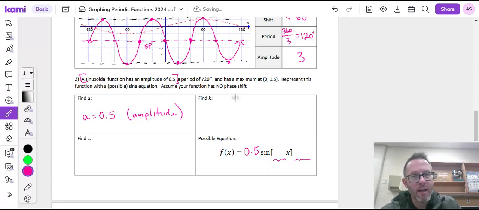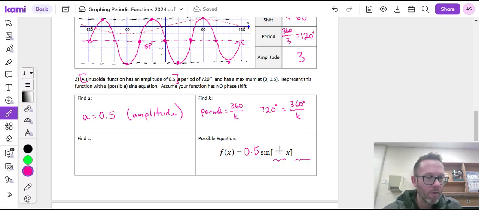Let's do K next. So we are told the period is 720 degrees. Normally, to get the period, we do 360 divided by K. Well, here we're told the period is 720 degrees. So the question is, 360 degrees divided by what number gives you 720? Now, we've maybe done this one enough that you can already see the answer.